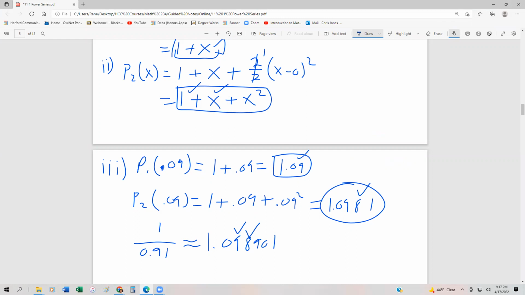So it looks like both of those are decent approximations, considering that we didn't have to do long division to figure this out. That's where we're going to use these polynomial approximations. Now, in the next videos, we're going to look at how we get higher degrees than just quadratics. We'll be looking at third, fourth, and fifth degree polynomials from our power series.